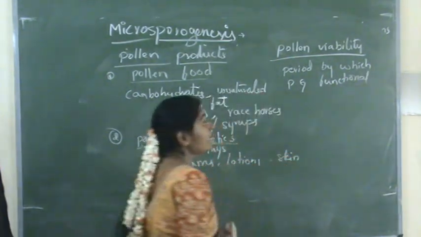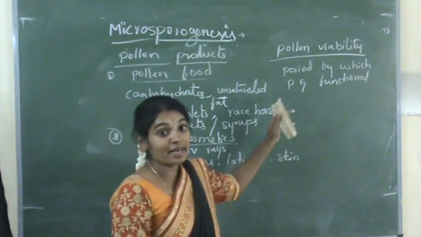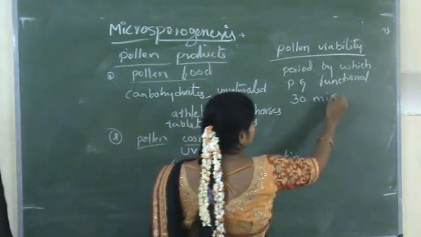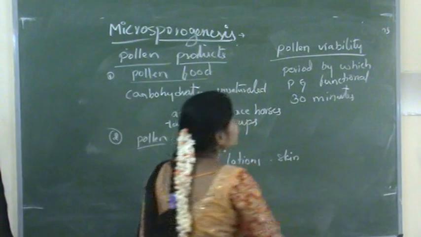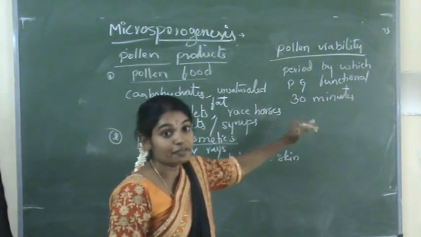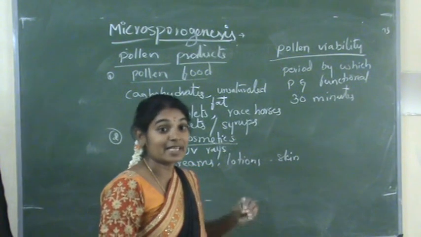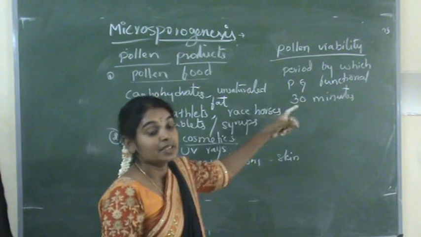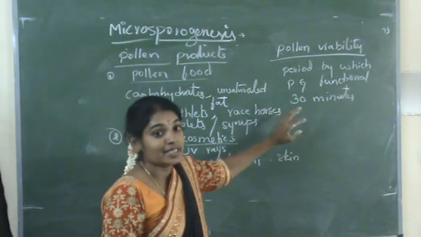Generally in the angiosperms, the pollen viability is 30 minutes. So up to 30 minutes the pollen grains will be functional. After 30 minutes, if it does not reach the stigma or the ovary, these pollen grains degenerate.